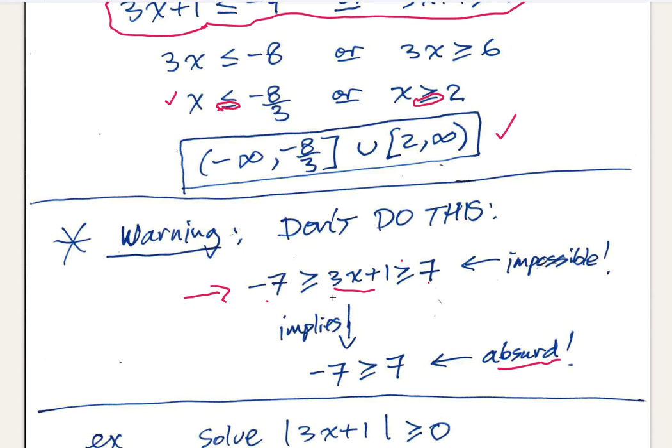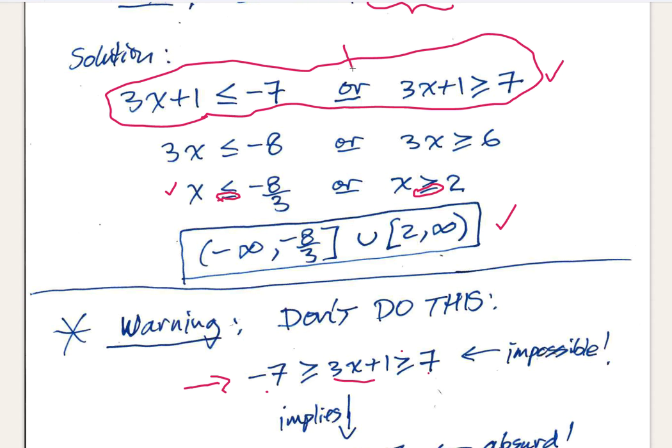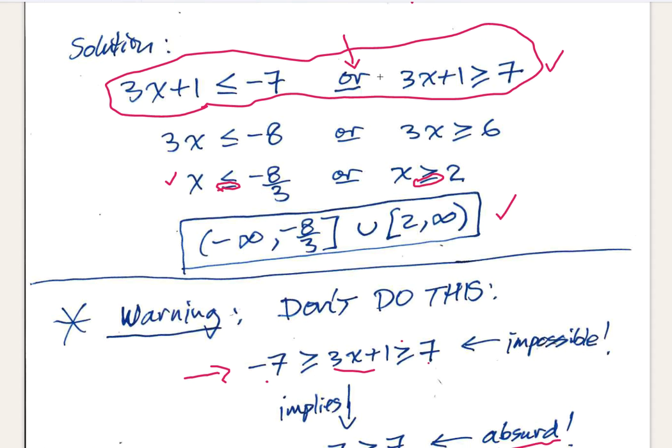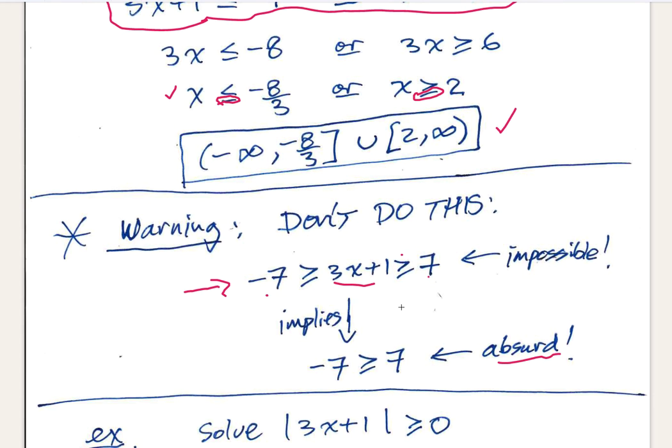What this person tried to do was connect these two statements with an and statement instead of an or statement. If that had been an and statement, you could actually put these together this way. Of course, there'd still be no solution. That would be absurd. But if that was an and statement, you could do that. So don't do this.